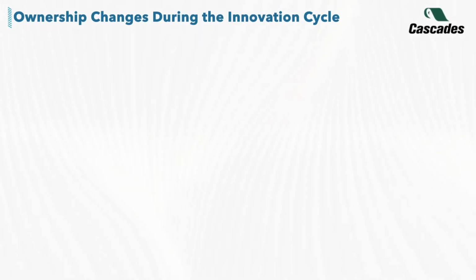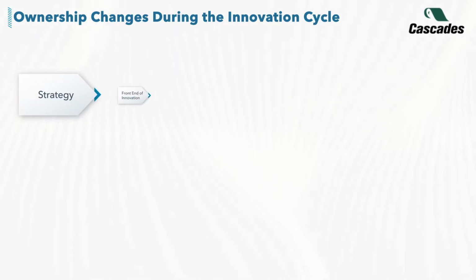Cascades was well aware that managing simultaneous innovation cycles would be difficult, so they were looking to change the innovation cycle ownership based on its phase. The goal was to clarify who's leading at every stage. It was therefore decided that the product manager would lead the innovation cycle up to the portfolio review.